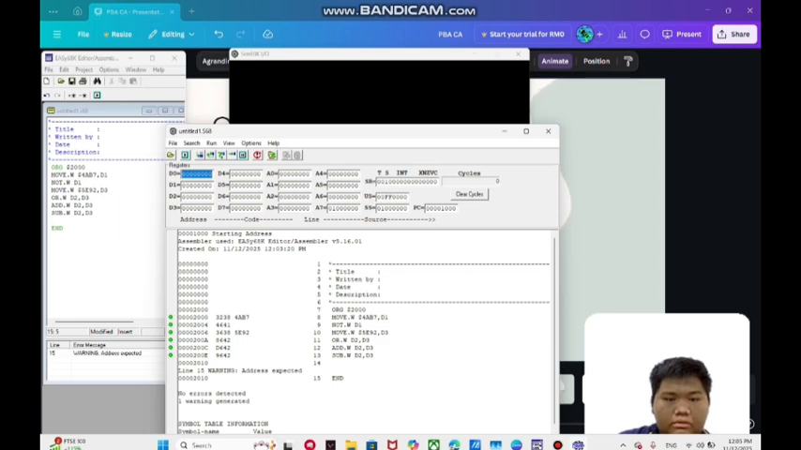Okay, for line 12 is add.w, which means the 4-digit numbers of D2 and D3 are gonna be added and will be placed in D3. For sub.w is subtraction, which is minus, D3 minus D2, and the result is also gonna be stored in D3.